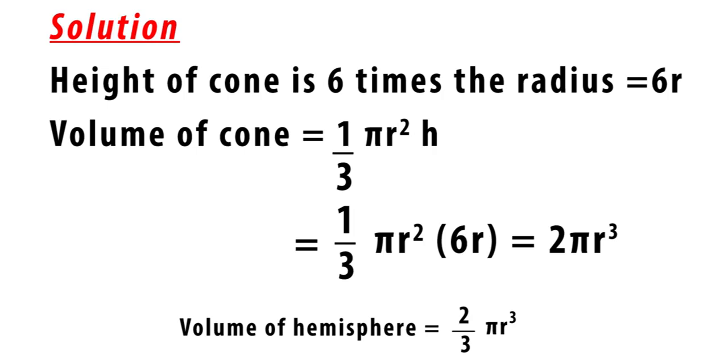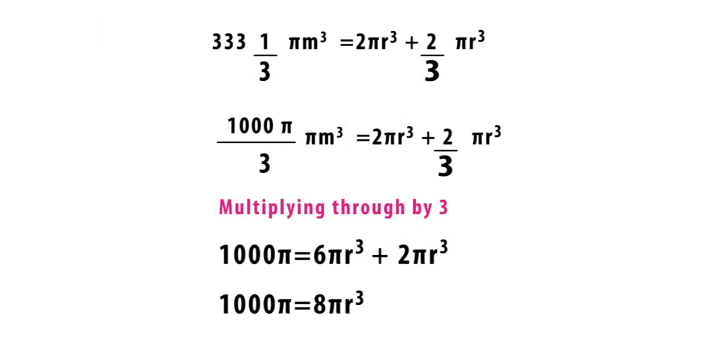Now, the volume of the reservoir, which is made up of the cone and the hemisphere, will be the volume of the cone added to the volume of the hemisphere. We have calculated the volume of the cone. We know the expression for the volume of the hemisphere, so we do the appropriate substitutions. Doing the appropriate substitutions, we have 333 1/3 pi meter cubed to be equal to 2 pi r cubed plus 2 over 3 pi r cubed.